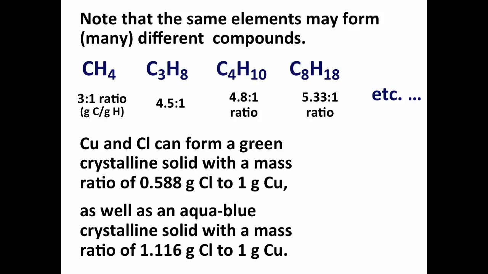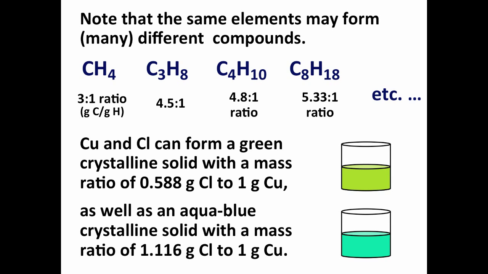So let's do something a little simpler, which is copper and chlorine. It turns out that copper and chlorine can make a kind of green crystalline solid, represented here at least, which has a mass of 0.588 grams of chlorine per 1 gram of copper. But copper and chlorine also make a sort of bluish-green, aqua blue crystalline solid that has a 1.116 grams of chlorine to 1 gram of copper ratio. So each of these are obviously different compounds. They look different, and they have different mass ratios.